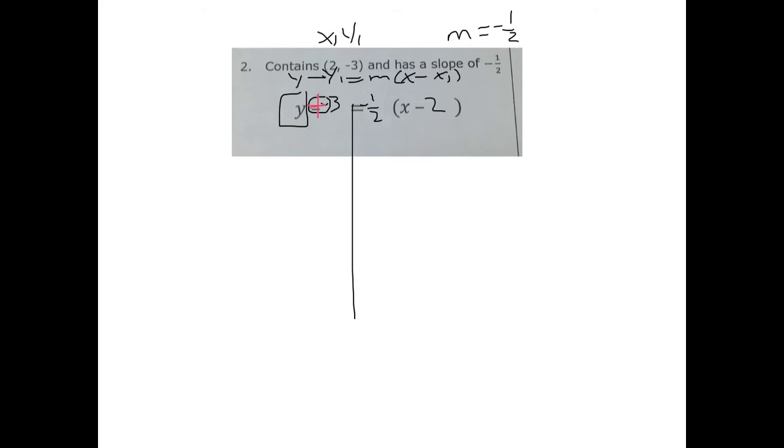There's our y. Distribute the 1/2. So we bring this down, y plus 3. Negative 1/2 times x is negative 1/2 x. Negative 1/2 times negative 2, I'm going to go to the calculator on that. Negative 1/2 times negative 2. This is a positive 1.